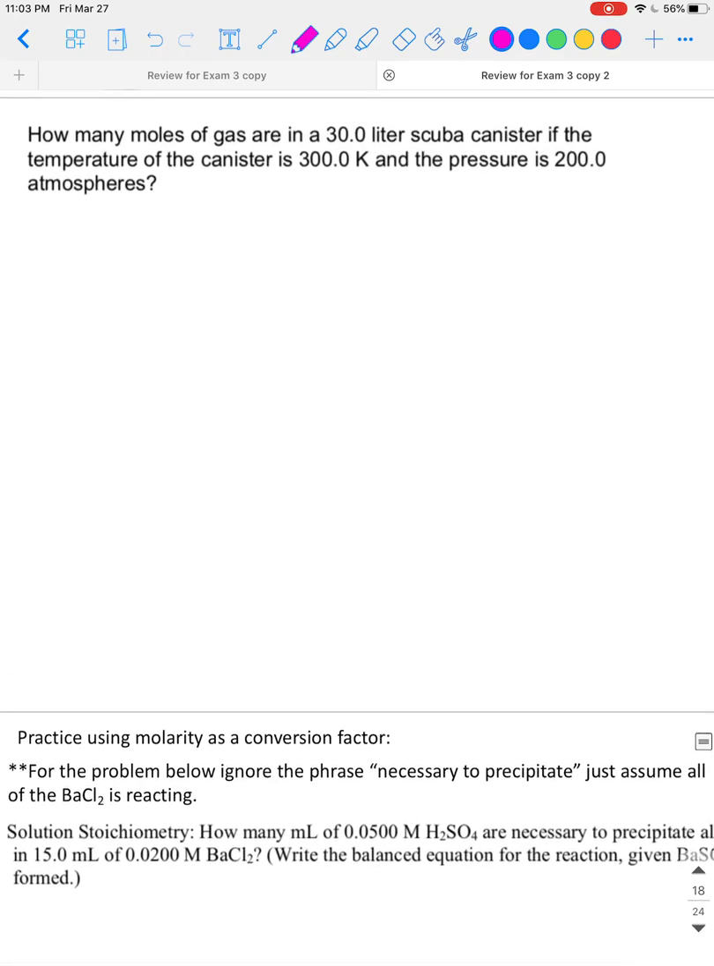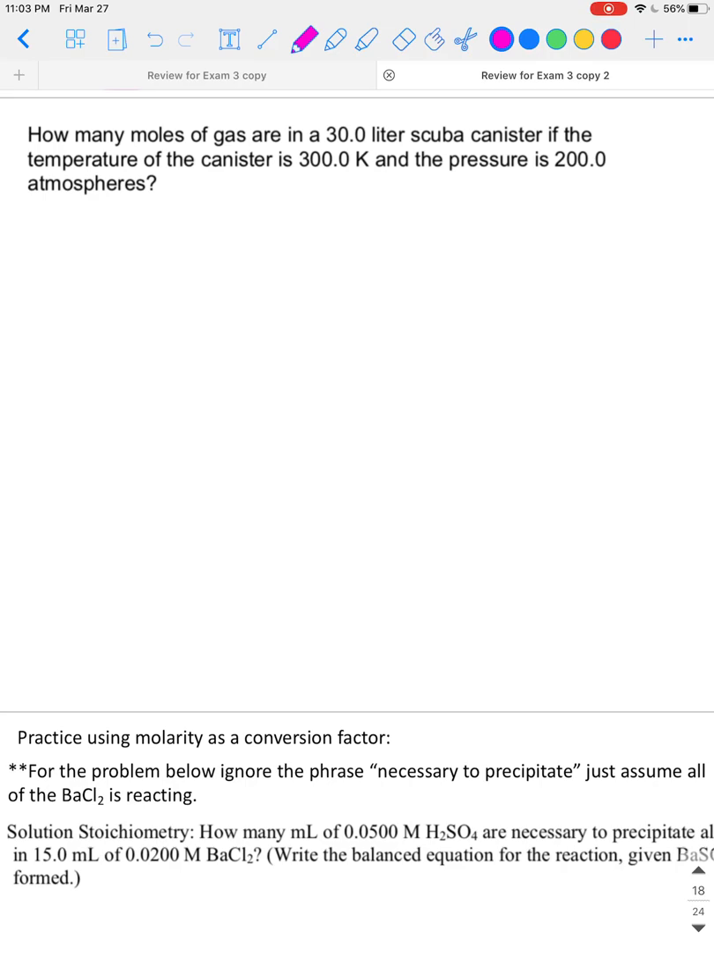How many moles of gas are in a 30-liter scuba canister if the temperature of the canister is 300 Kelvin, and the pressure is 200 atmospheres? So this is a compressed gas cylinder, it sounds like.